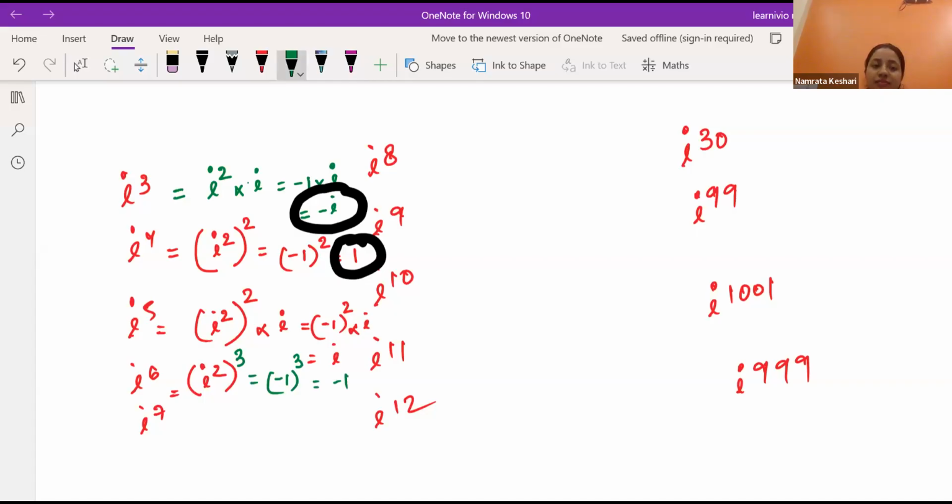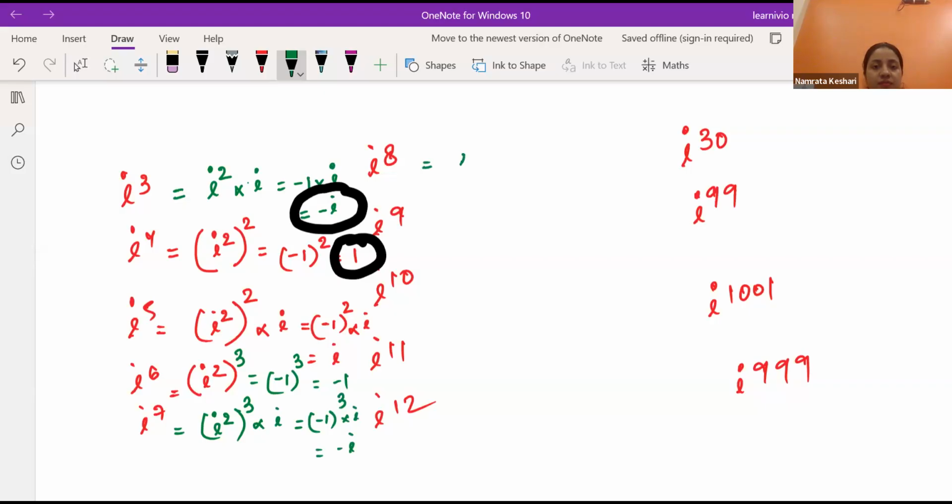i to the power 7. We will always start with i square, and then as much power as possible we will try adjusting. i square to the power 3, into i. That means -1 to the power 3 into i, that is negative i. Making sense? Yes, miss.